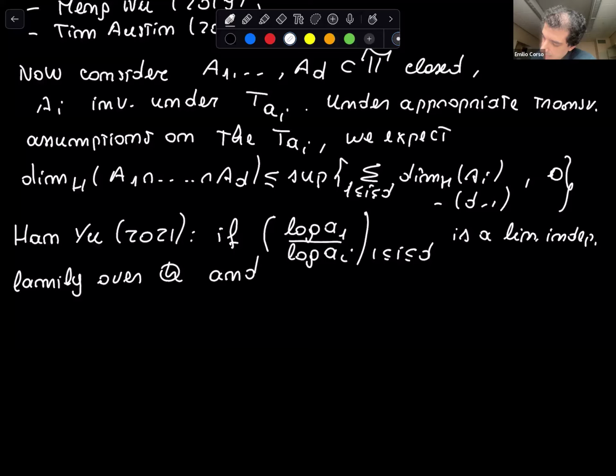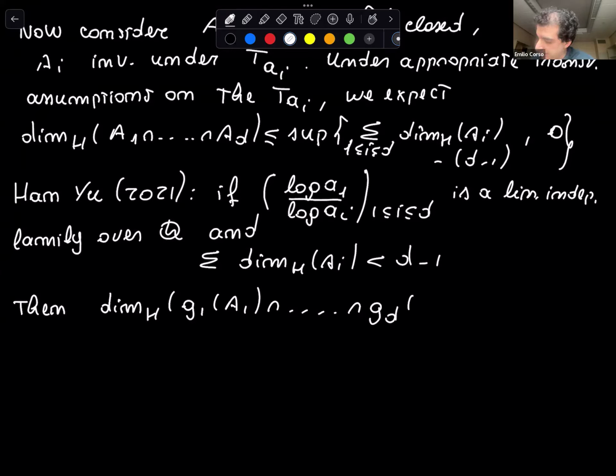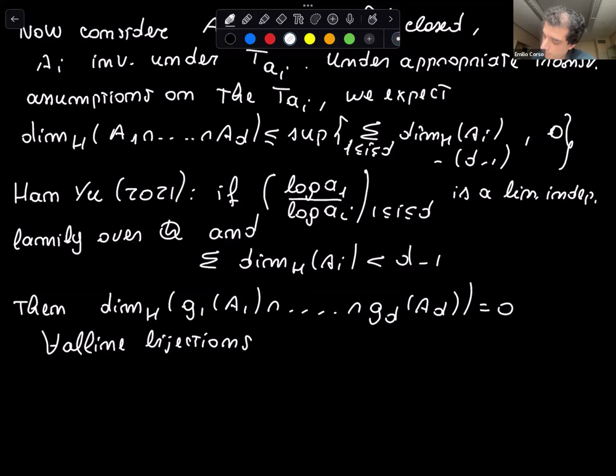And if the sum of the dimensions is strictly smaller than d minus 1, so we are in the subcritical regime, then the Hausdorff dimension of the intersection is 0, and actually you can replace the AI by any affine images. So the dimension of G1(A1) intersected with GD(AD) is 0 for all affine bijections GI from R to R.